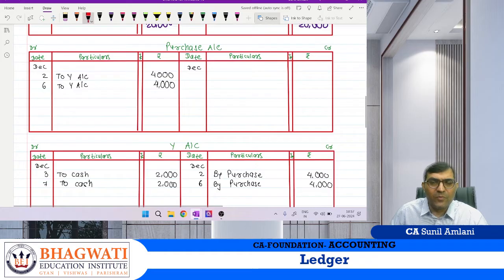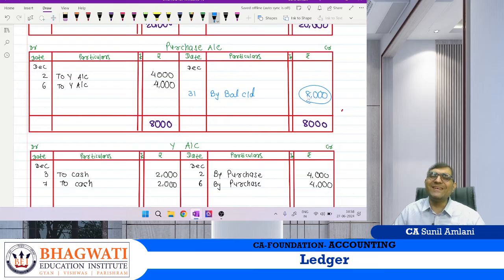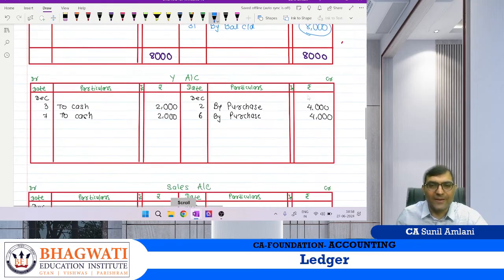Purchases. For purchases, again, I don't need a calculator. Simple, I can write 4 plus 4 here, 8,000. Okay. Here, 31st by, still I am writing by balance carried downward 8,000. This is, you can say, a summary of the month of December. So we have totally purchased goods for 8,000. If this is the year end, then I could have transferred this to trading, by trading account like that.